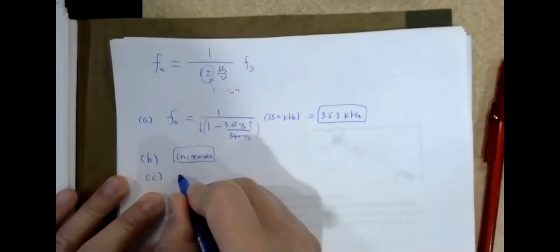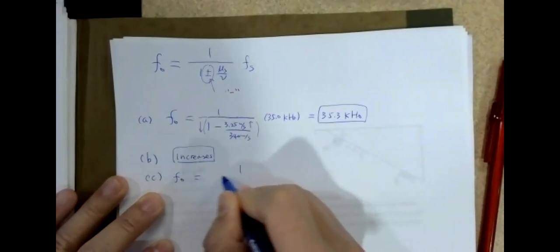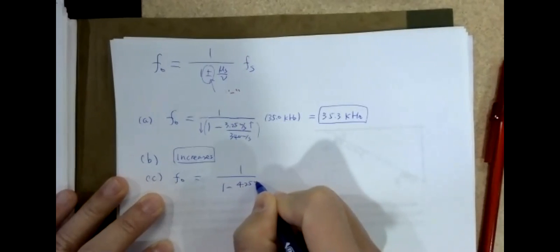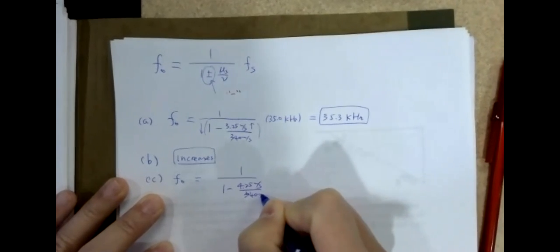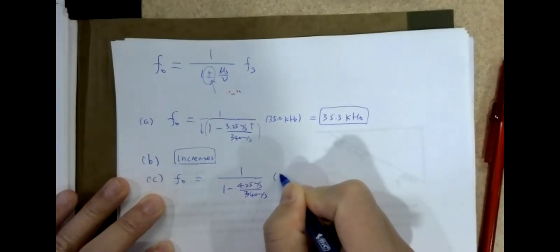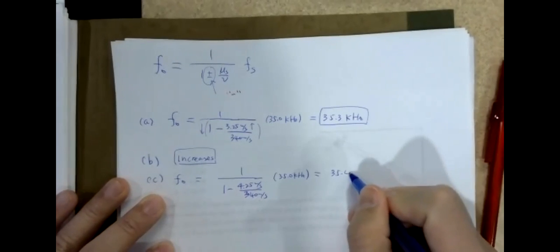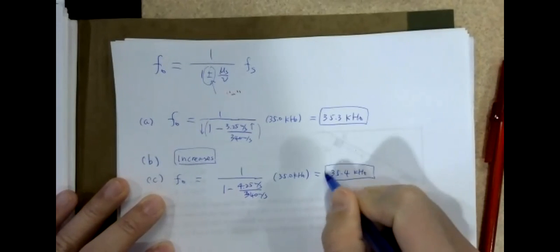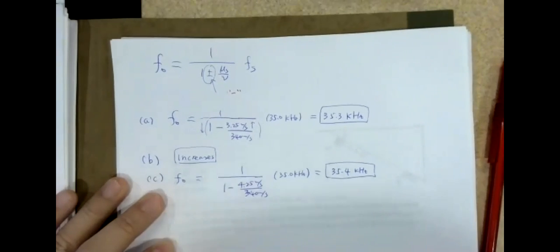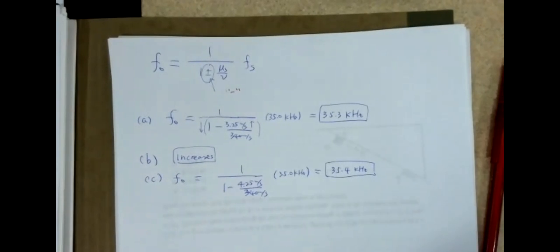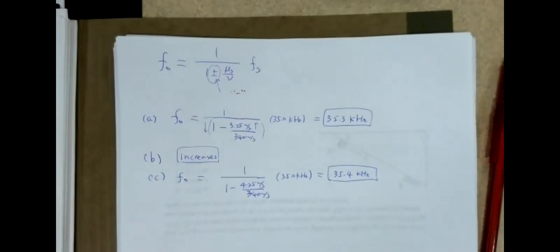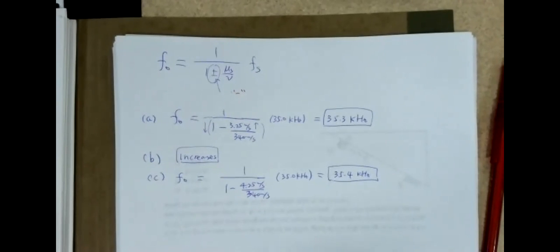And you can calculate quantitatively, just plug in the new numbers, right? 1 minus 4.25 meters per second over 340 meters per second, okay? And times 35.0 kilohertz, okay? That will give you 35.4 kilohertz, okay? All right, and then for you guys that submitted your responses, I think you all got this right, okay? All right, let me know if you have questions on this before we move on.